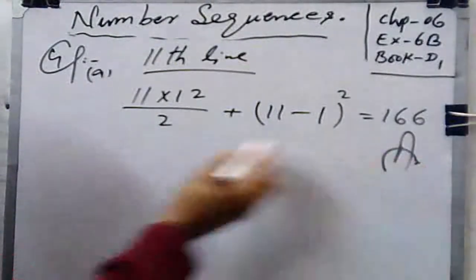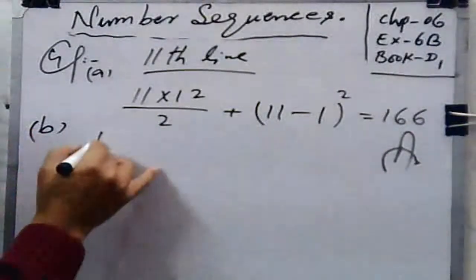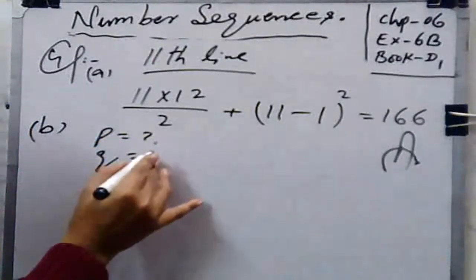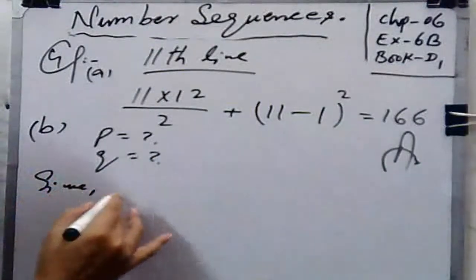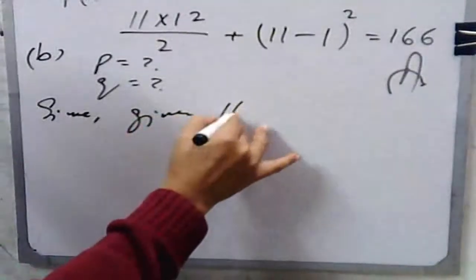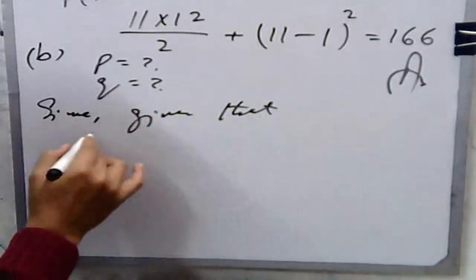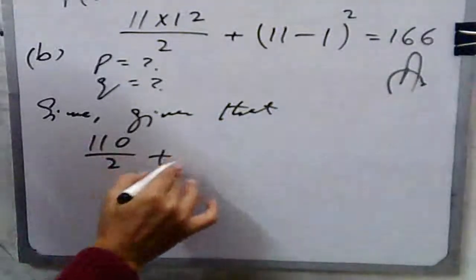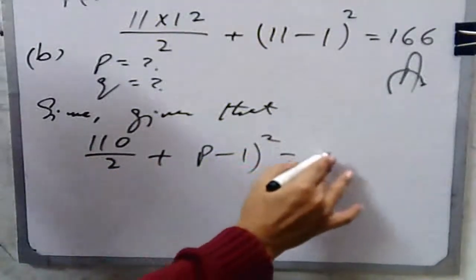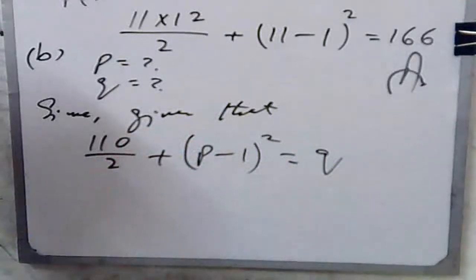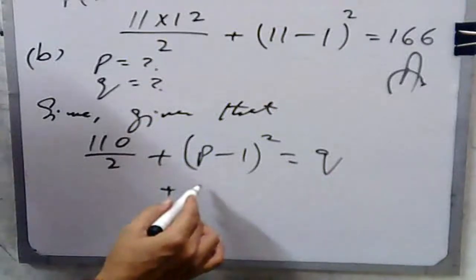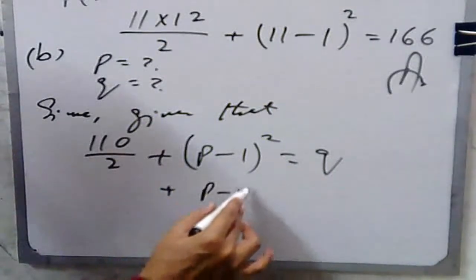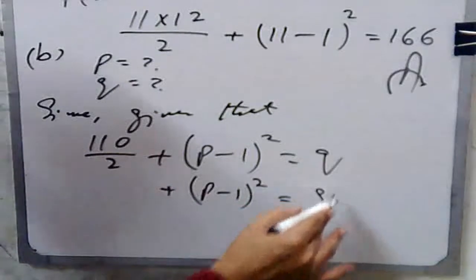Now in part B, we have been asked to find the value of P and the value of Q. In the given pattern at the end, due to the given condition, it is 110 divided by 2 plus P minus 1, whole squared, is equal to Q. So how can I put the value of P here? That is a very important step you should note.